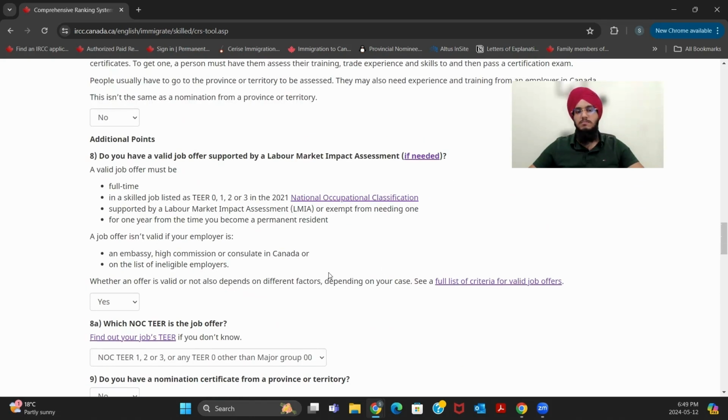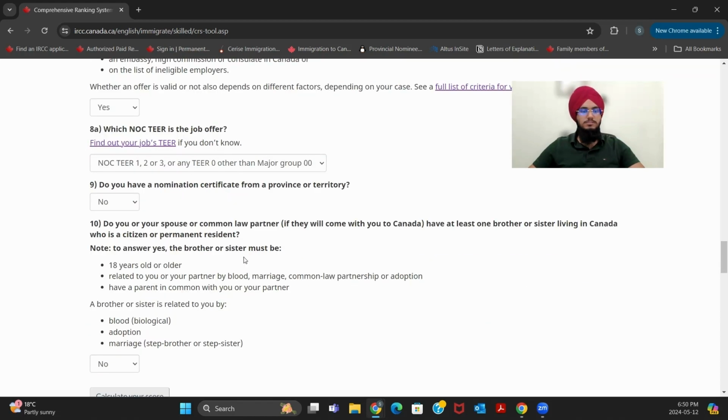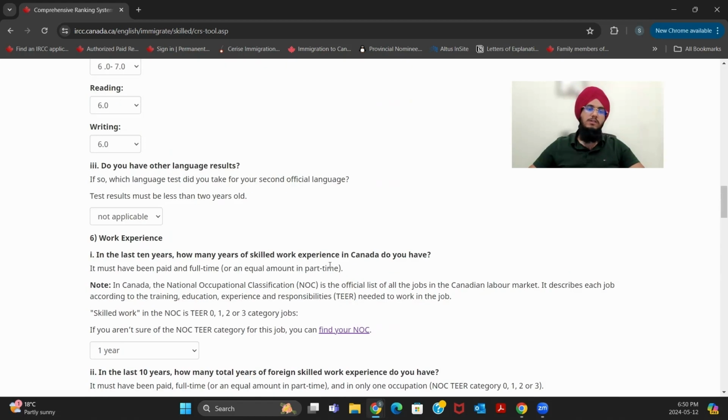And then let's say that you get an LMIA from an employer, that will be 475. And that is a good score. 475 is a really good score for the trades draw, healthcare draw, STEM draw. It's plausible that you will get picked. And so that is how you calculate your CRS score.